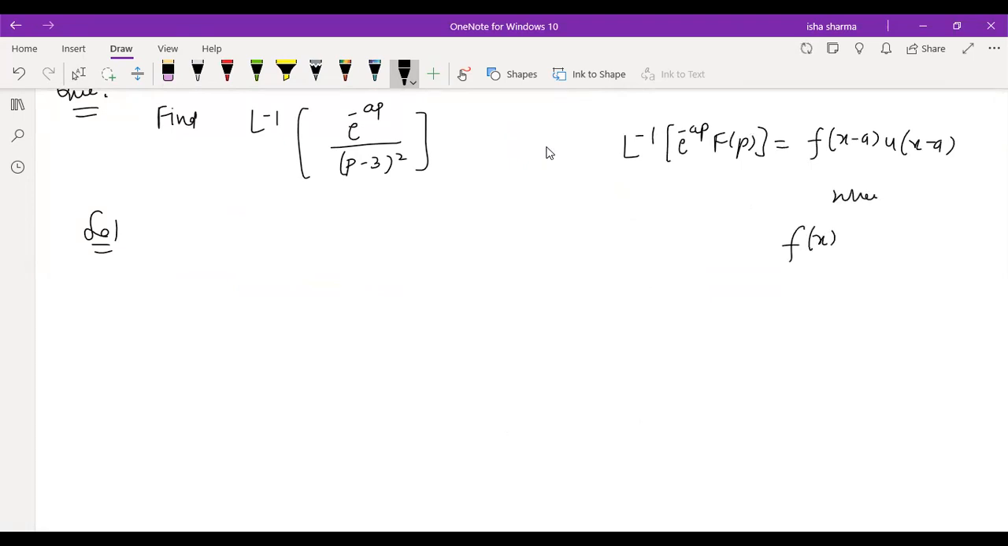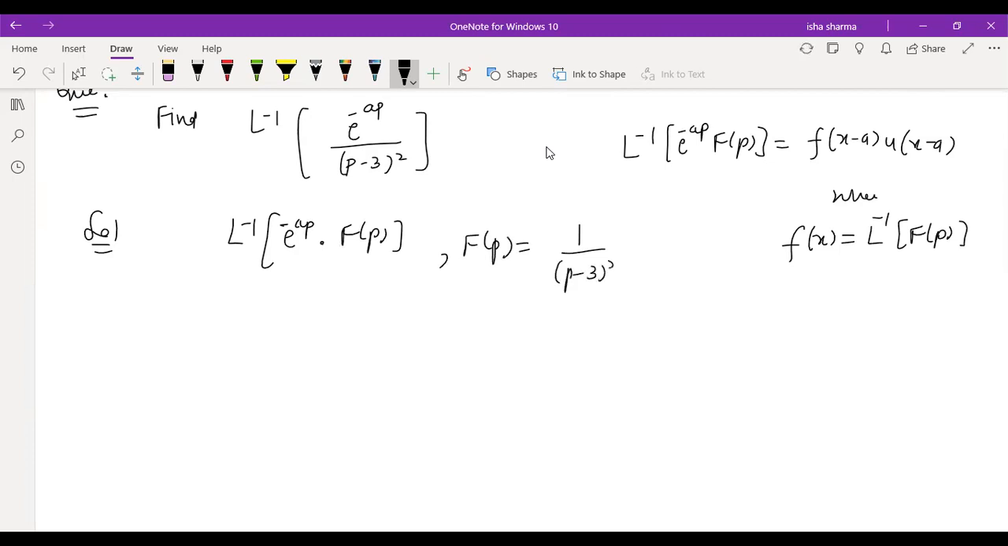U we already know. What is f? f is the Laplace inverse transform of F(p). We know that connection is already there: small f is always the inverse Laplace transform of the capital F. So in this you need to identify e raised to power minus ap into F(p). This is of this form, where F(p) is 1 over p minus 3 square.